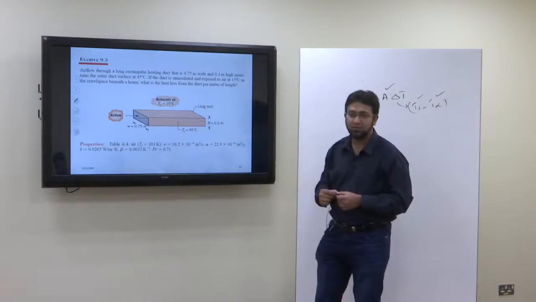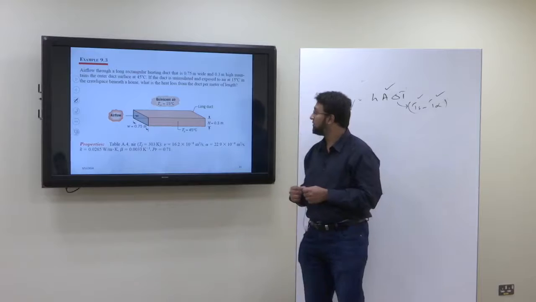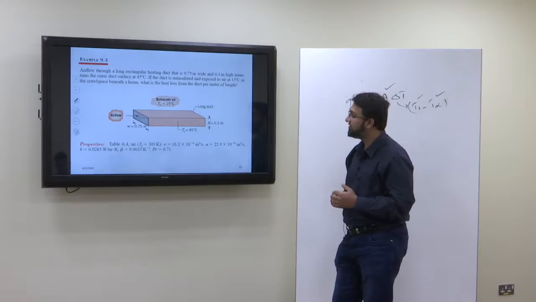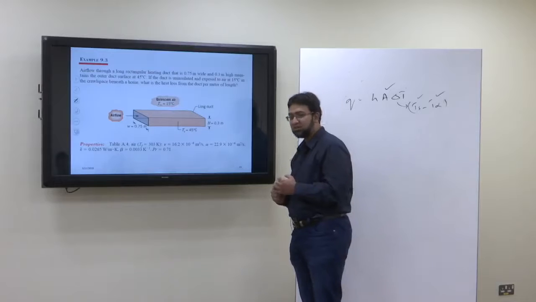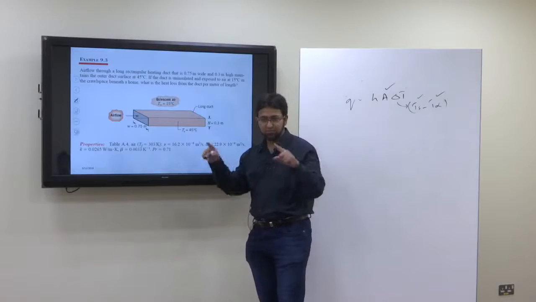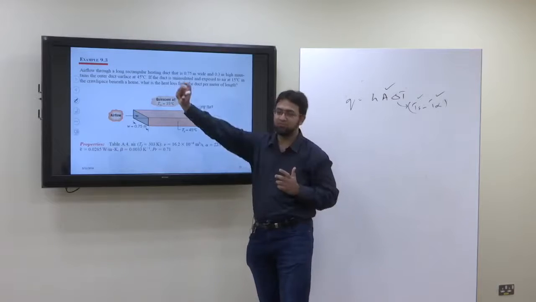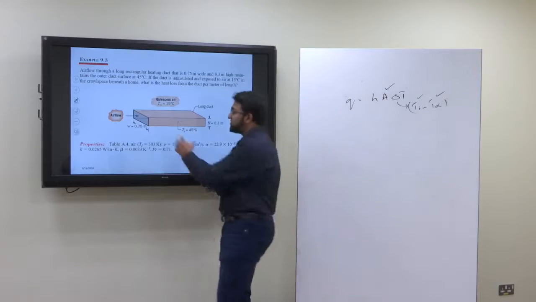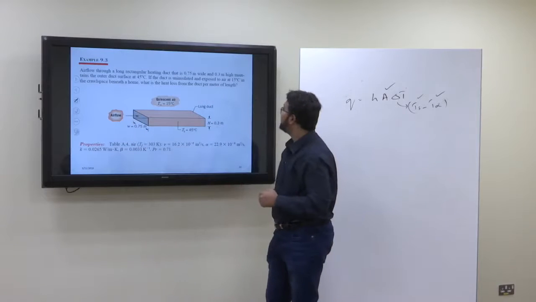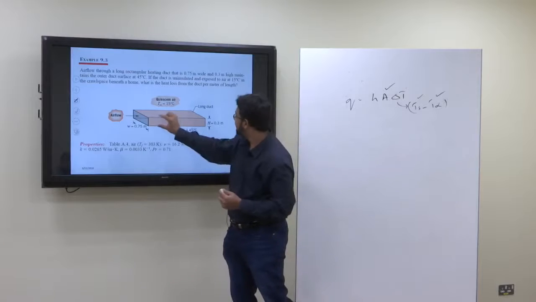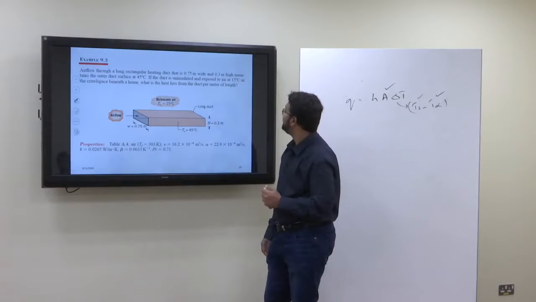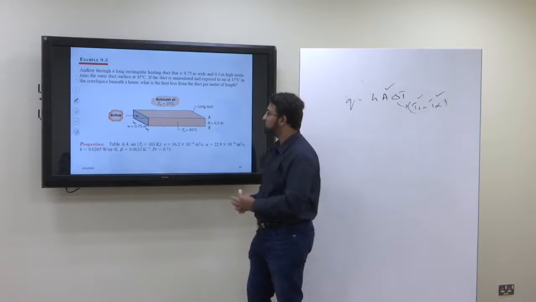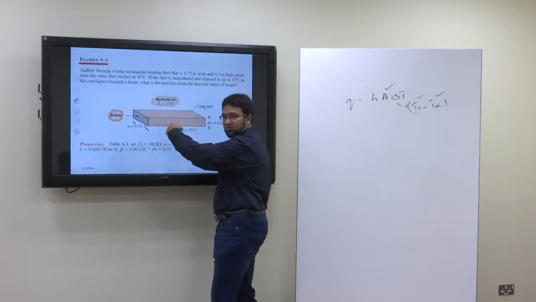So let's have another numerical related to it, and we're going to complete this chapter. Airflow through a long rectangular heating duct. So you have a heating duct which is long and rectangular, kind of a lengthy rectangular pipe, that is 0.5 meter wide and 0.3 meter high. It maintains the outer duct surface at 45 degrees centigrade. So the whole surface of the duct is at 45 degrees centigrade continuously.